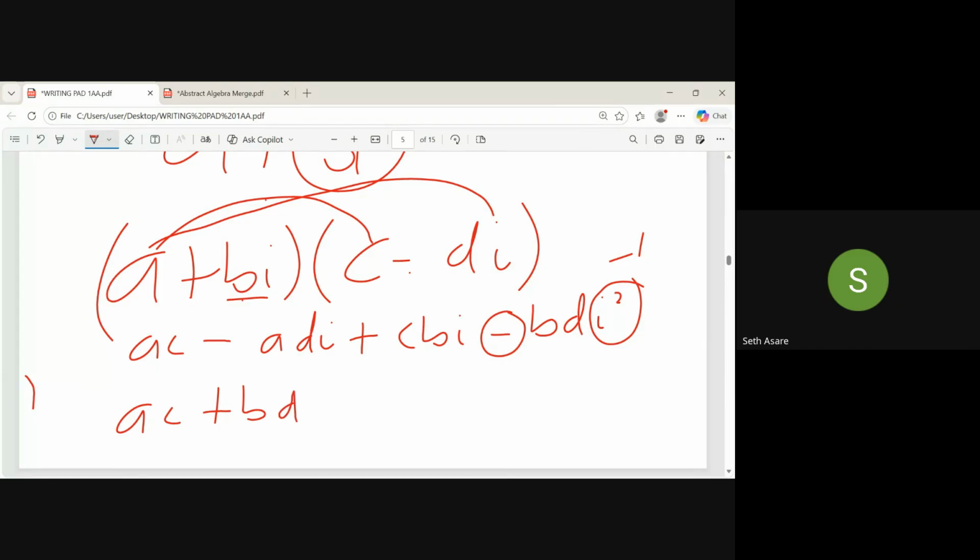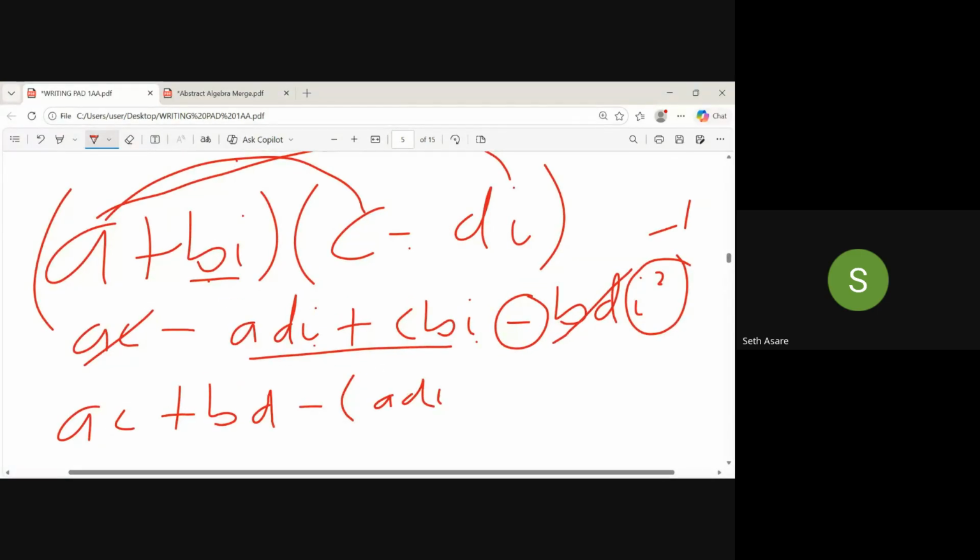Are you okay? So this one and this one have been taken care of. Now let's look at here. Because there is i here and there is i here, we have to put them into a bracket. So when I write minus here, then it is going to be adi minus cb. Okay, the i should come out.